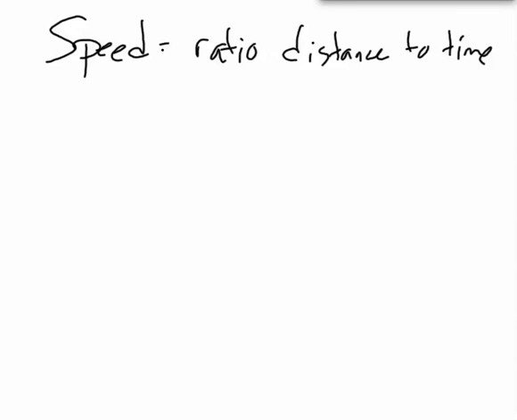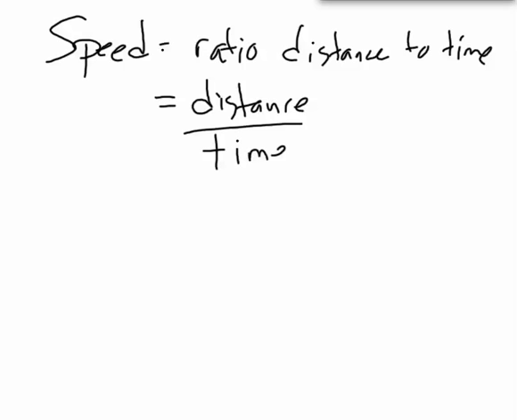Okay, so speed is a ratio of distance to time. And so in this case, we're going to say it's distance over time. And that's how the ratio looks. Now, what is time going to be measured in? Hours. Seconds. So the base unit for distance is meters. The base unit for time is seconds. So meters per second. That's going to be our normal thing.